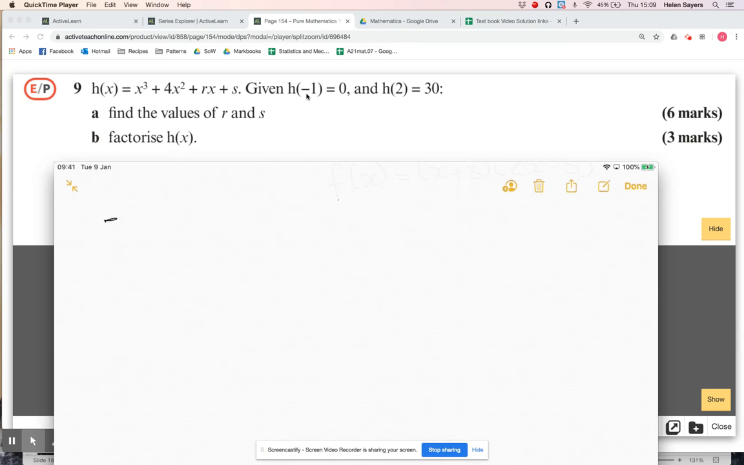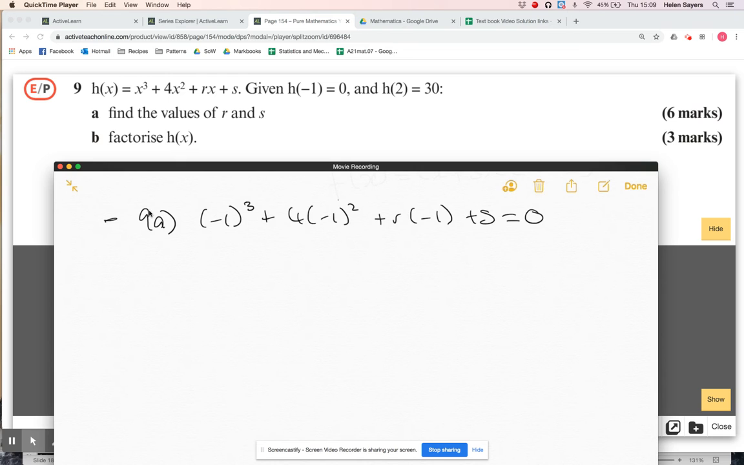So that means that when you substitute -1 into this function, you should get 0 out. So let's write that down. If I substitute -1 into this, it's going to be -1 cubed plus 4 times -1 squared plus r times -1 plus s. And that should give me an answer of 0.